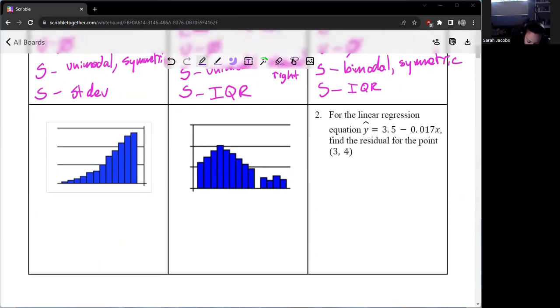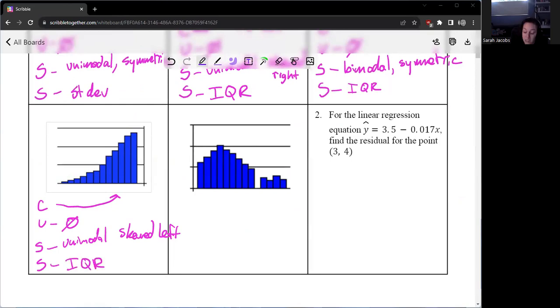A couple more of these. So this one, it's kind of like the reverse. We'll have our center somewhere in there because it's being pulled on by those lower values, not necessarily outliers. Unusuals, again, no. Shape, this one is unimodal and skewed left. And spread, I would say IQR on this one because of the big skew, which means we'd use median for our center.